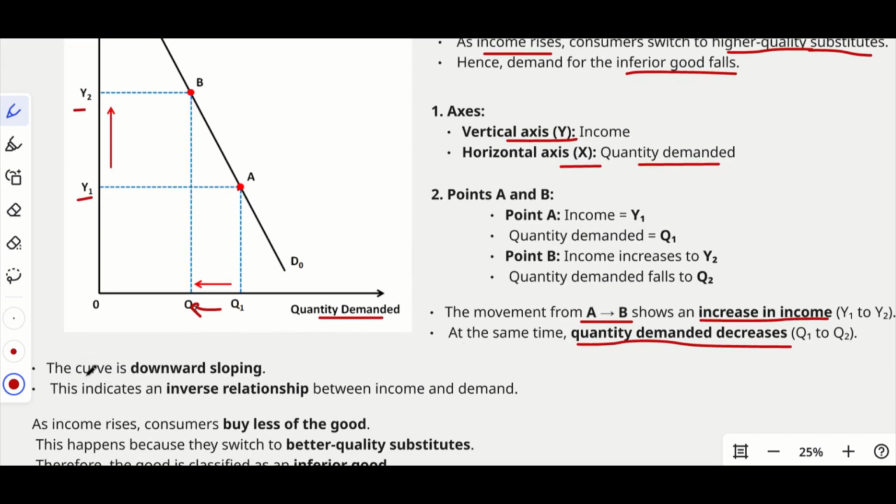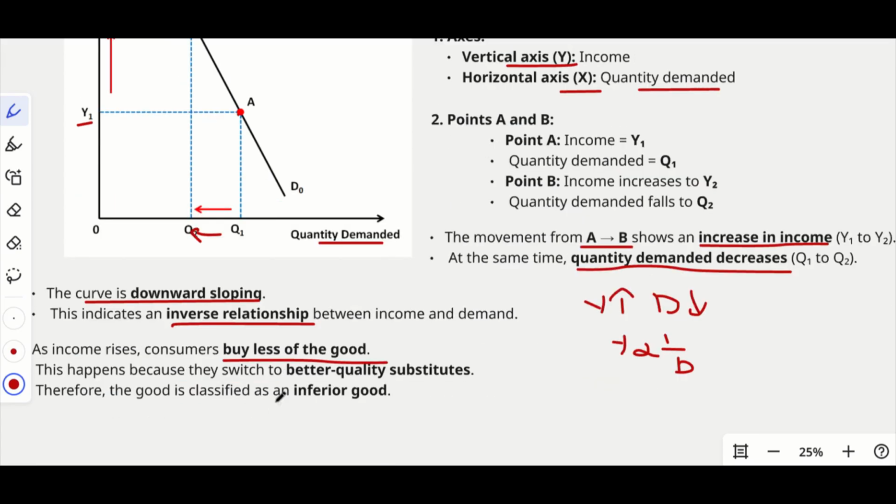So this curve is a downward sloping curve, and this indicates the inverse relationship between income and demand. As the income increases, demand decreases. So it is an inverse relationship, right? As income rises, consumers buy less of that particular good. And this happens because they switch to better quality substitutes. We are substituting the product with a better quality product, so that product is no longer needed. Therefore, the good is classified as an inferior good. So that is why we call it an inferior good.